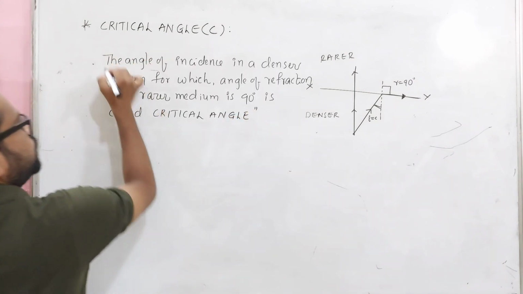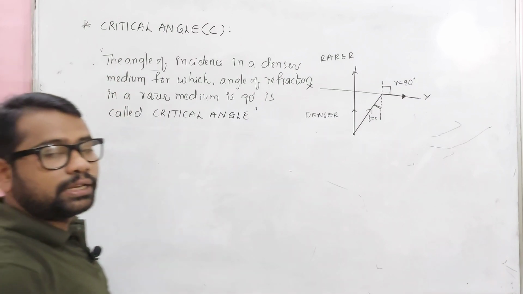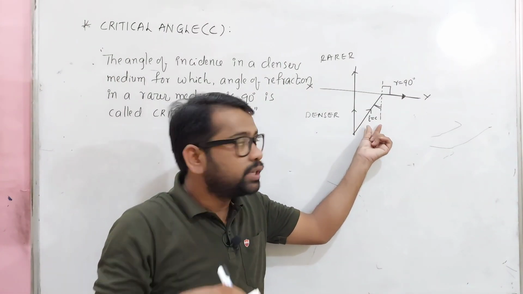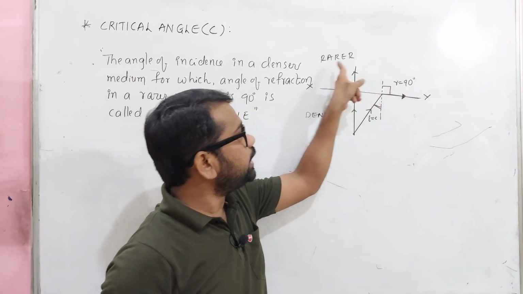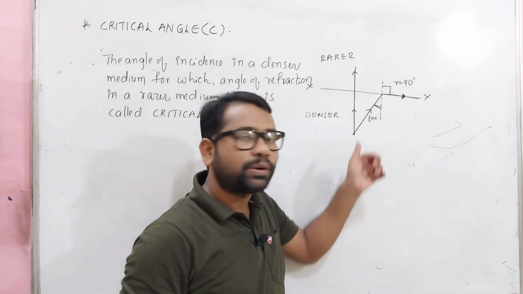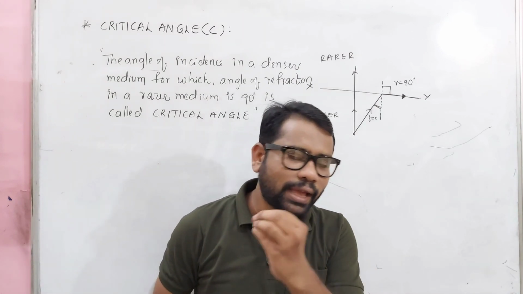So children, this is how we can define the critical angle. The angle of incidence in a denser medium, dear children, for which the angle of refraction in a rarer medium is 90 degrees, that particular angle of incidence we call the critical angle.